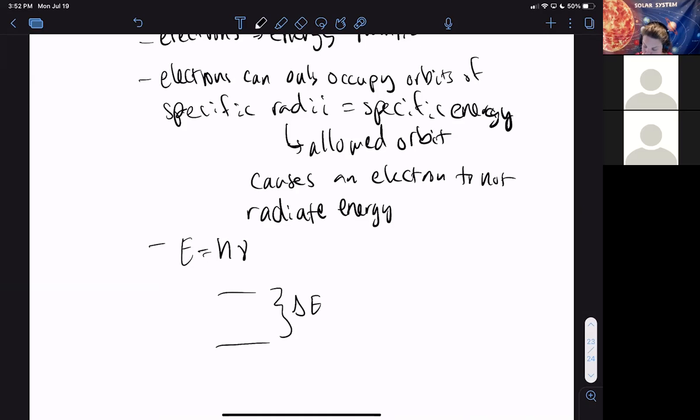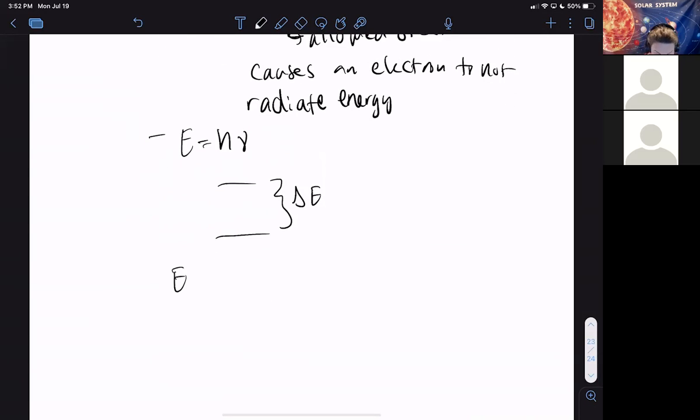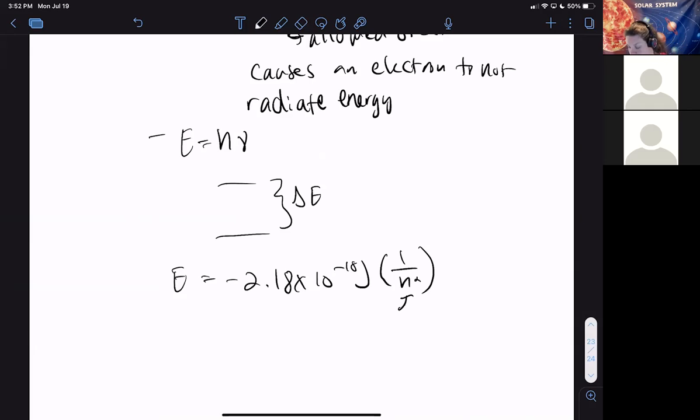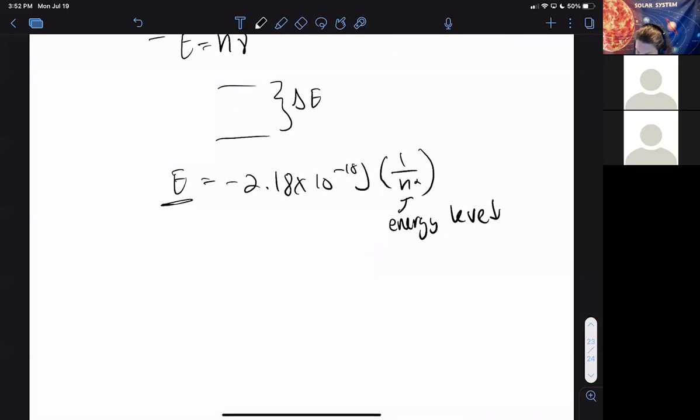And then within hydrogen, he came up with the equation to relate the energies, the energy of the energy levels. So n becomes a principal quantum number, and it describes where an electron is, what energy it's in.